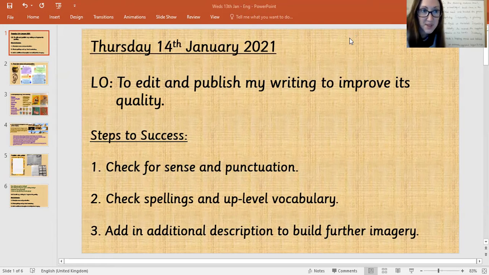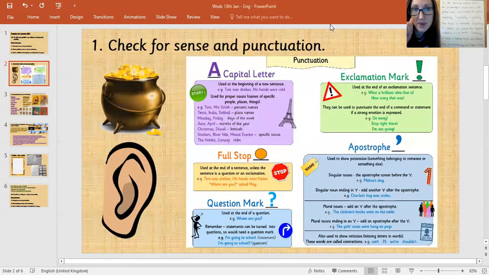Let's have a look then at step number 1. I'll talk you through the slide and then I'll show you some live modelling with my writing from yesterday. So you might wonder why I've got a picture of gold over here. That's because there's something really important that you need to do when you are editing your writing.